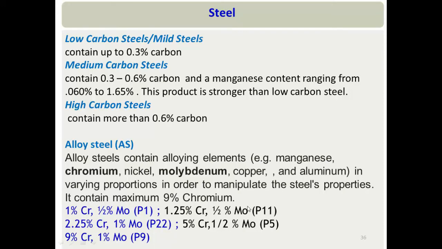P stands for pipe. If it is tube, then it is called T11, which has 1.25% chromium and 0.5% moly. Similarly, T22, if it is tube, has 2.25% chromium and 1% moly. So this is about alloy steel, which contains a maximum of 9% chromium.